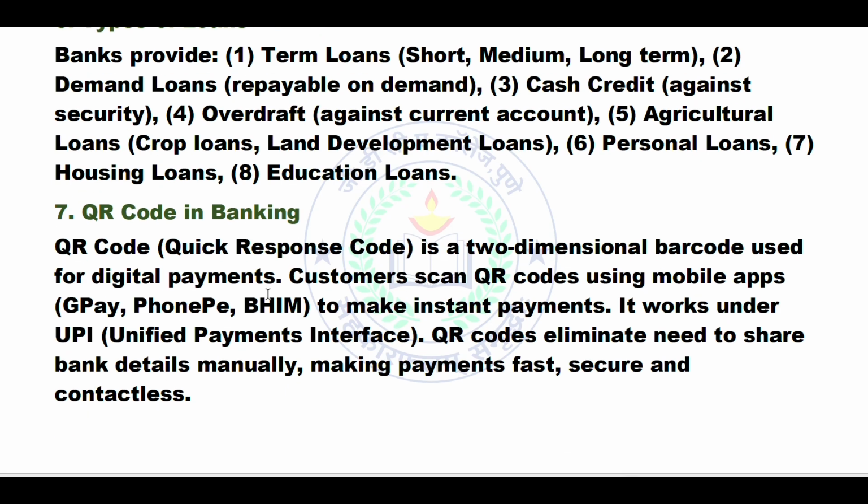Now, number 7, QR code in banking. QR code, that is quick response code, is a 2-dimensional barcode used for digital payments. Customers can scan codes using mobile apps like Google Pay, PhonePe, BHIM to make instant payment. It works under UPI, that is Unified Payments Interface. QR codes eliminate the need to share bank details manually, making payments fast, secure, and contactless.